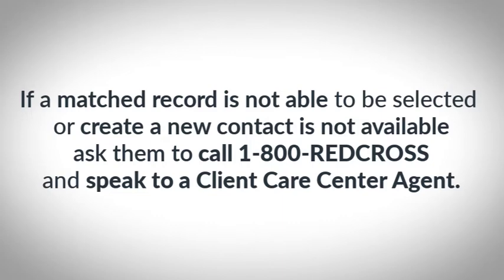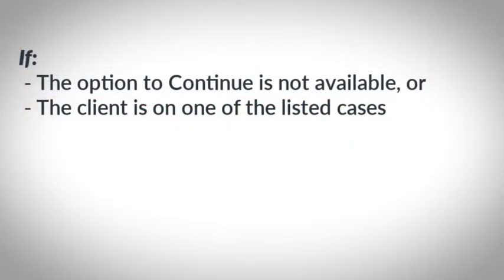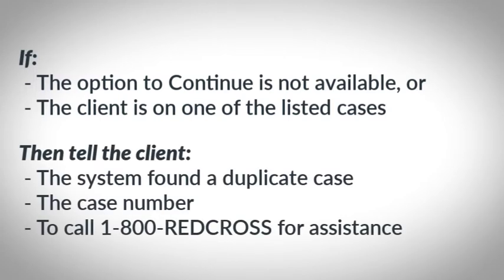It is likely that a case already exists for this client. If the system identifies a potential duplicate case, it may or may not give you the option to continue with the application. If it does, and the client you are working with is not represented on any of the listed cases, you should continue with the application. If the option to continue is not available, or the client you are working with is represented on one of the listed cases, you need to tell the client that the system has found a duplicate case. Provide them the case number for the duplicate case, and tell them that for assistance they should call 1-800-RED Cross.